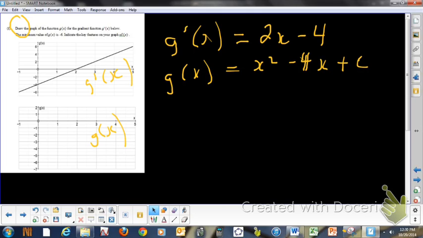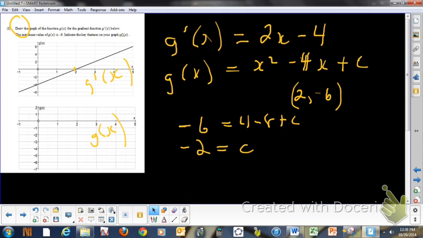And they've given us some information in the question about the minimum point being at -6. So if we take a look, the minimum point at -6 is going to have an x value of 2. So we know that we have a point of 2 and -6. So we're going to use that to find our c. We're going to substitute that in. -6 is equal to 4 minus 8 plus c. And we're going to get c equaling -2. So now we have the exact equation of the function, which is x squared minus 4x minus 2.